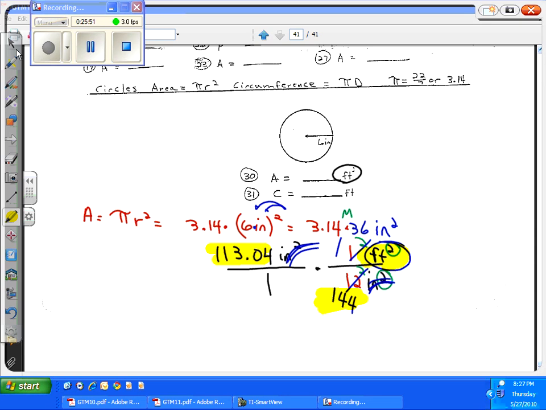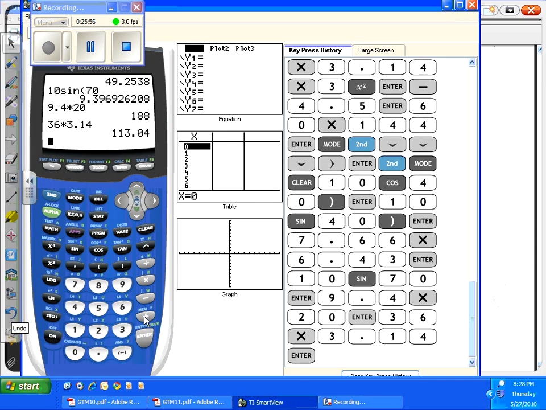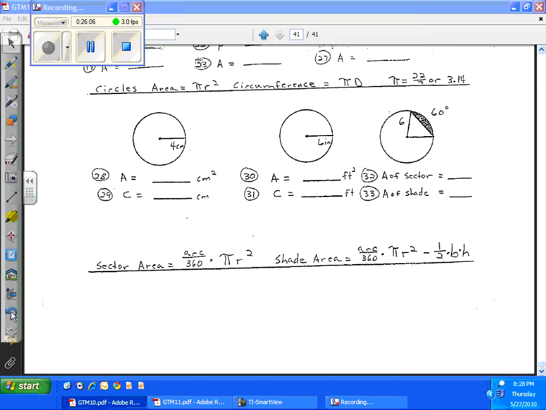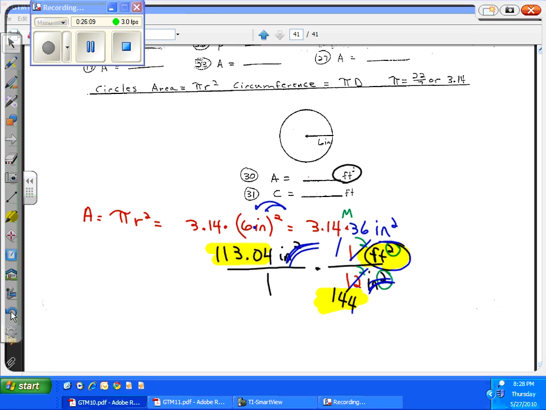So our answer is 113.04 divided by 144. Let's do that. 0.785 square feet. Okay.